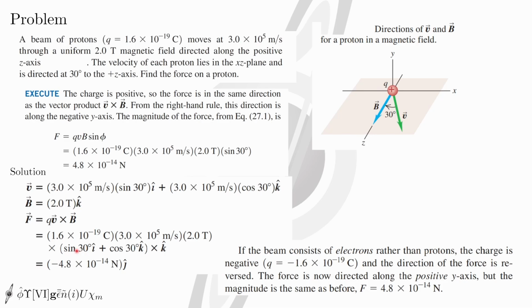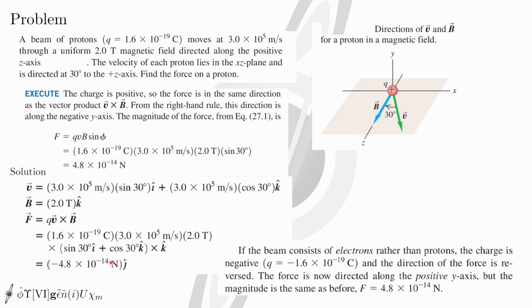So performing the cross product, we have 1.6 times 10 raised to negative 19 coulomb, 3.0 times 10 raised to 5 meters per second, and then times 2.0 Tesla times our velocity direction vector cross k hat. So i hat, this is the x component, we're going to cross it with k, and then we'll also cross the 30 degrees k hat with k. So k cross k will give you what? It will give you 0, right?